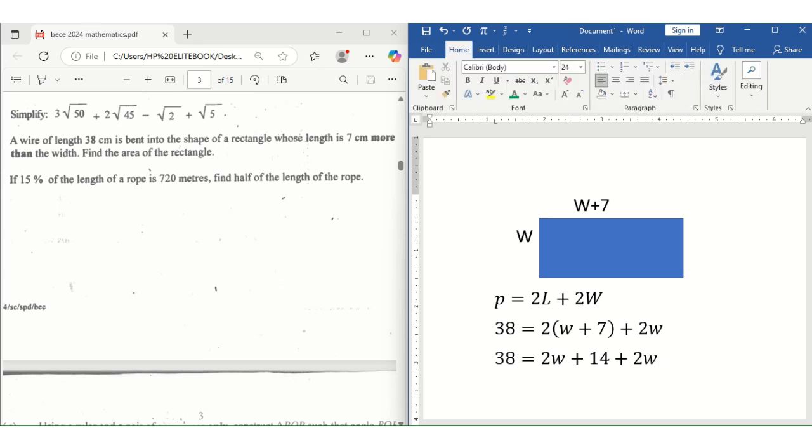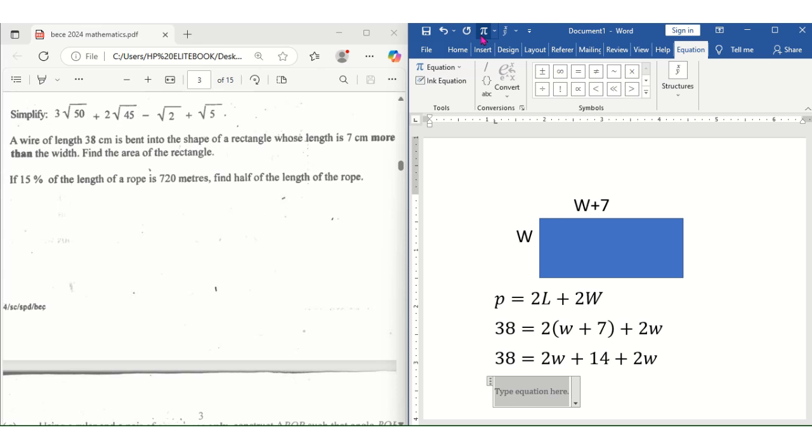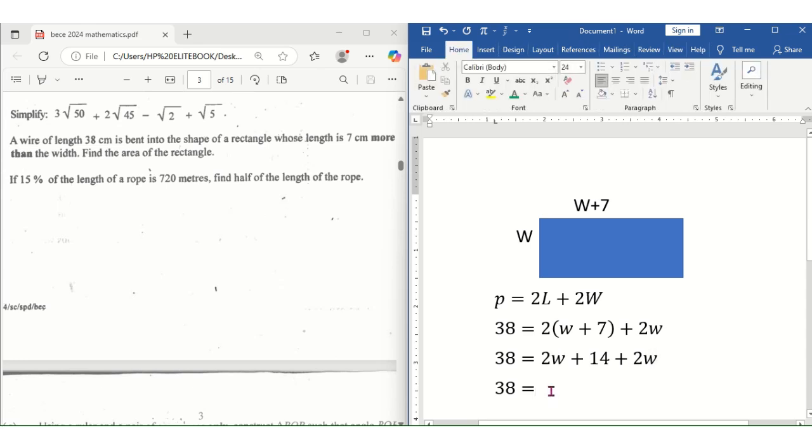All right. Then our next step will be simplifying and grouping like terms. So that will be 38 equals, as you can see, we have 2w here and we also have 2w here, meaning that they are like terms which can be added. So when we add them, 2w plus 2w will give us 4w. So 4w plus the 14.